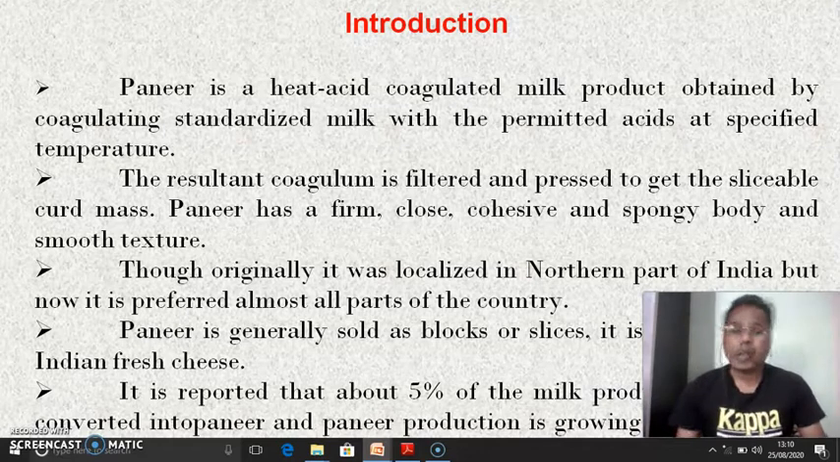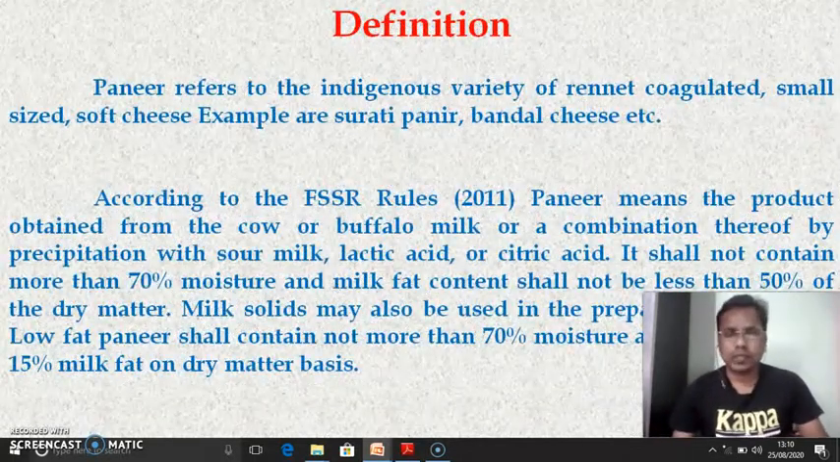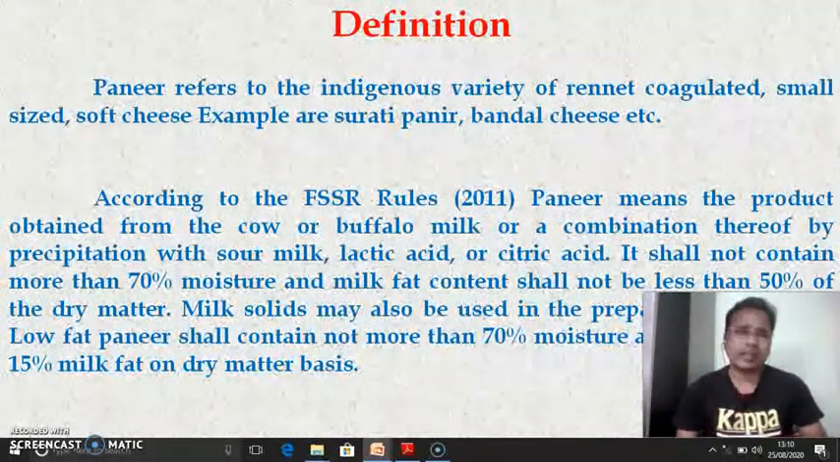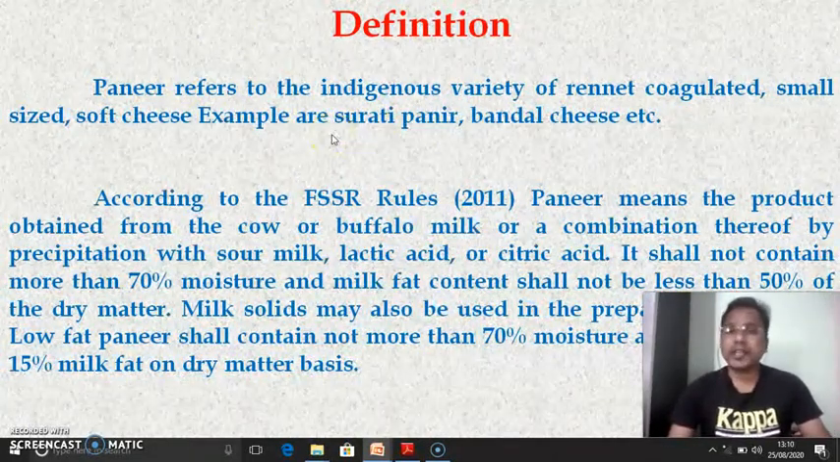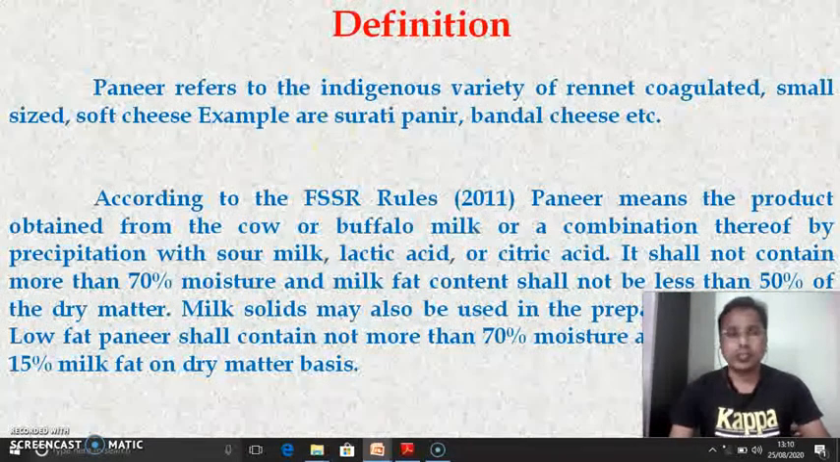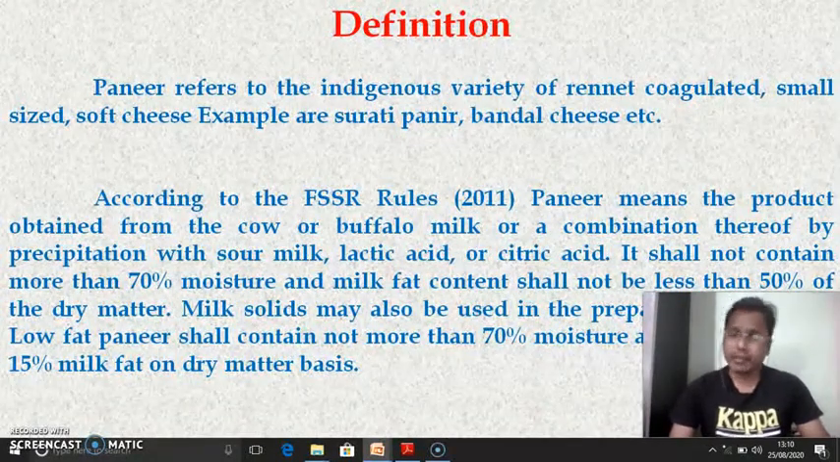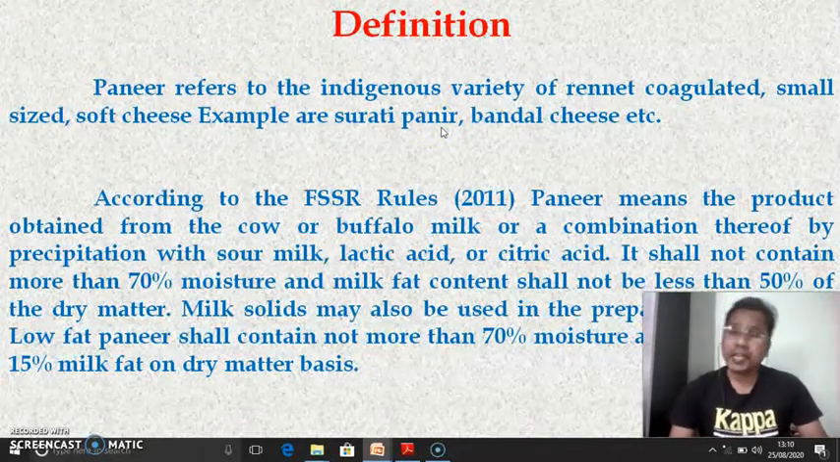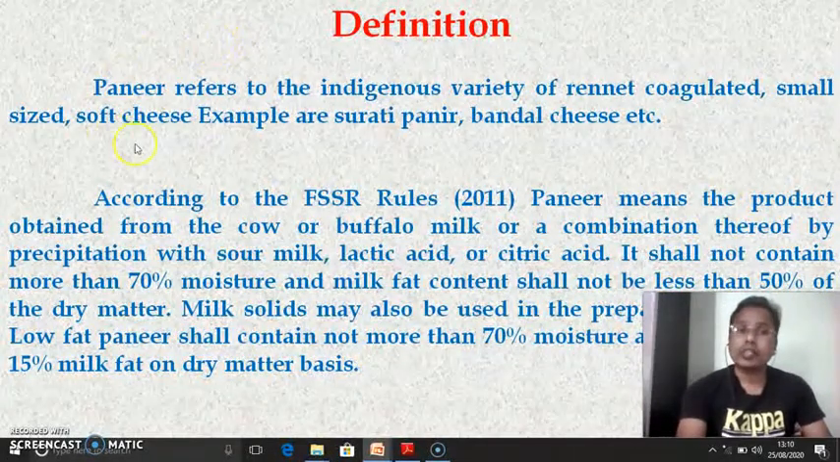I think you might have got some idea about paneer. Definition of paneer: it is very easy to memorize. Paneer refers to the indigenous variety of rennet coagulated small size soft cheese. This is the short definition. For example, Surti paneer and Bundle cheese. Paneer is nothing but a soft cheese.